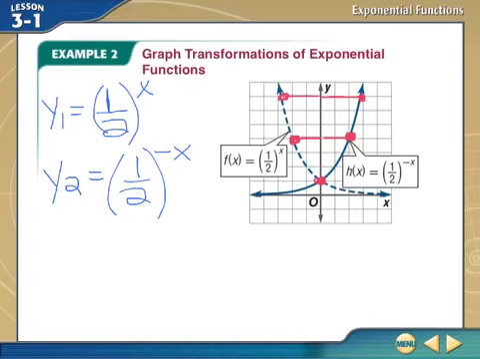So you can see from f of x and h of x that one graph has been reflected over the y-axis to obtain the other function. So we have taken our original function f of x right here in y1. If we reflect that graph over the y-axis, we obtain the graph of h of x.